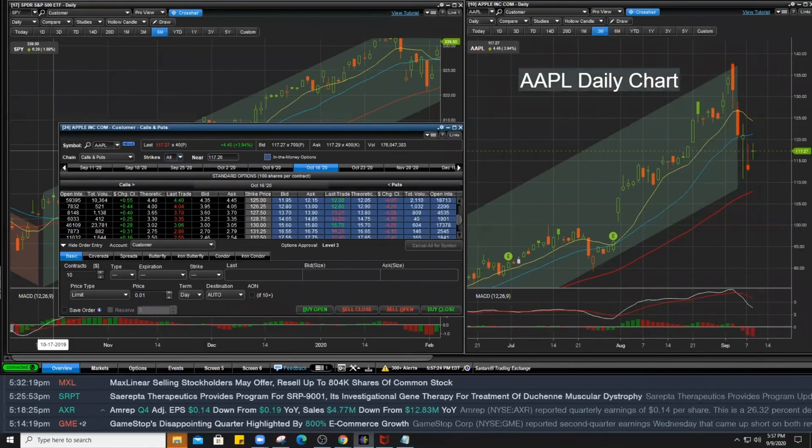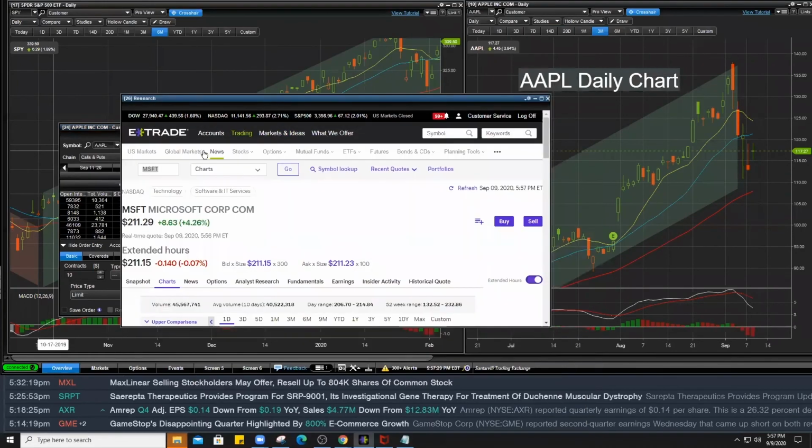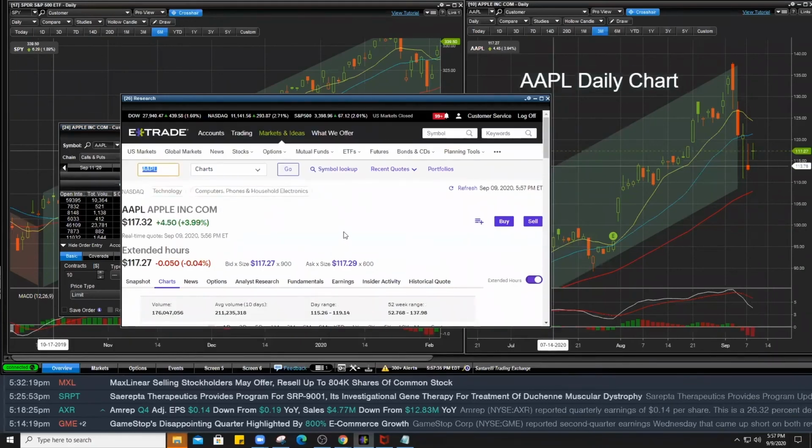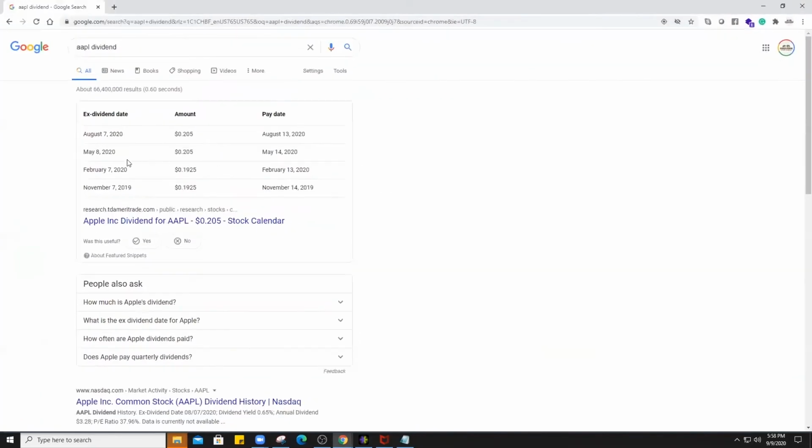So now we could go right up here to Apple, and we could look in AAPL, and this will tell us our dividend here. So here's the Apple dividend. The ex-dividend date was August 7th, 2020. The pay date, August 13th, 2020. It's paying you 20.5 cents a share.